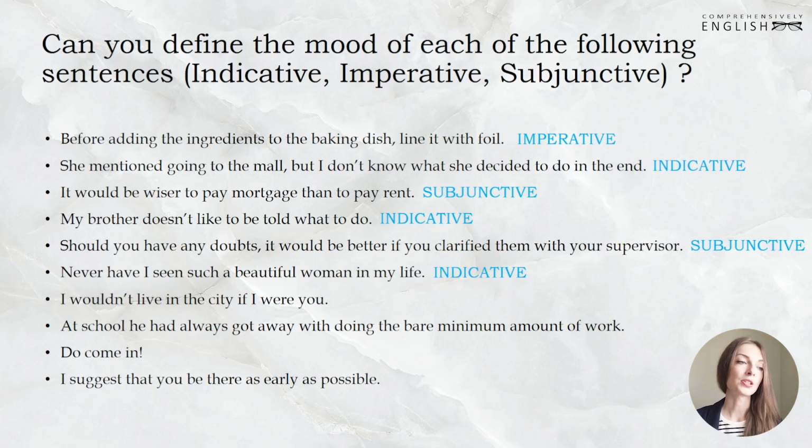I wouldn't live in this city if I were you. It's the subjunctive mood because I am not you. The fact is that I'm not you. At school, he had always got away with doing the bare minimum amount of work. The indicative mood, it's a fact from somebody's past. Do come in. The imperative mood, it's an invitation.